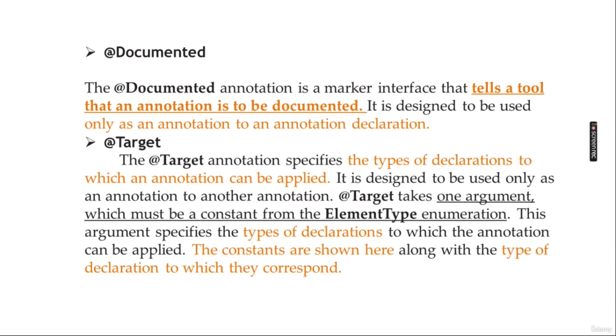Target. The Target annotation specifies the types of declarations to which an annotation can be applied. It is designed to be used only as an annotation to other annotations. Target takes one argument, which must be a constant from the ElementType enumeration. This argument specifies the types of declaration to which the annotation can be applied.